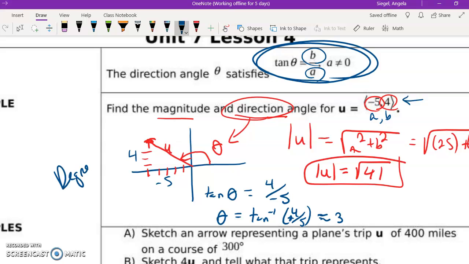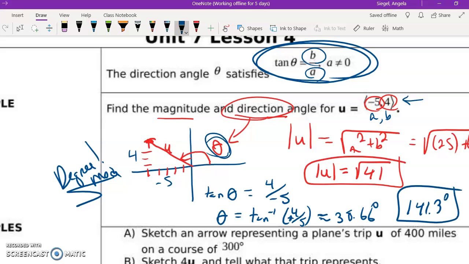Make sure that you're in degree mode here. Okay, so the tangent inverse of 4/5 is 38.66. Okay, but that's in quadrant 1. And so in quadrant 2, I'm going to take 180 minus that, and I get 141.3 degrees. And so that is going to be my direction of my vector.